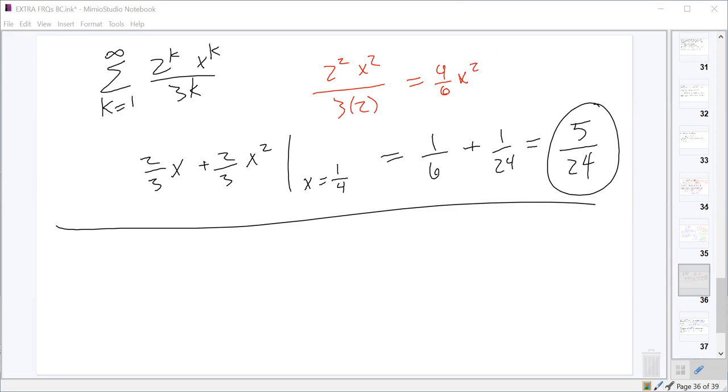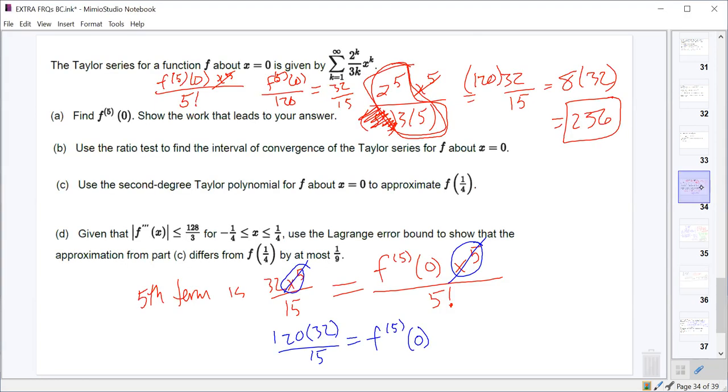All right. What did part D ask us? Part D gives us some information about the third derivative of f. So we know that the third derivative of f on the interval -1/4 to 1/4 is always less than or equal to 128/3. We want to use the Lagrange error bound to show that the approximation from C differs by less than 1/9 from the original value of f of 1/4.